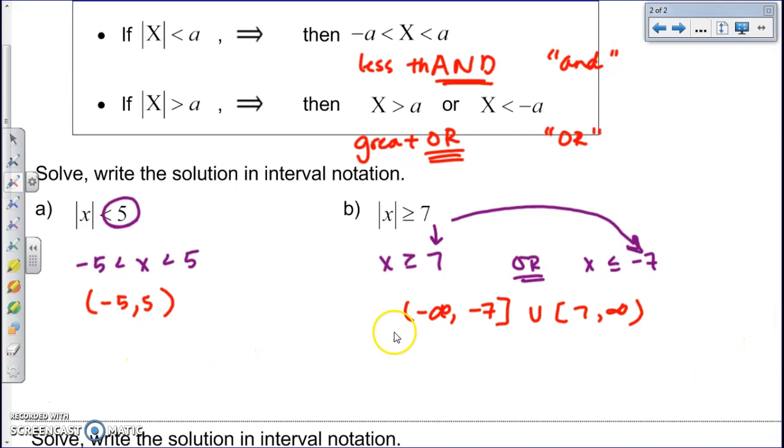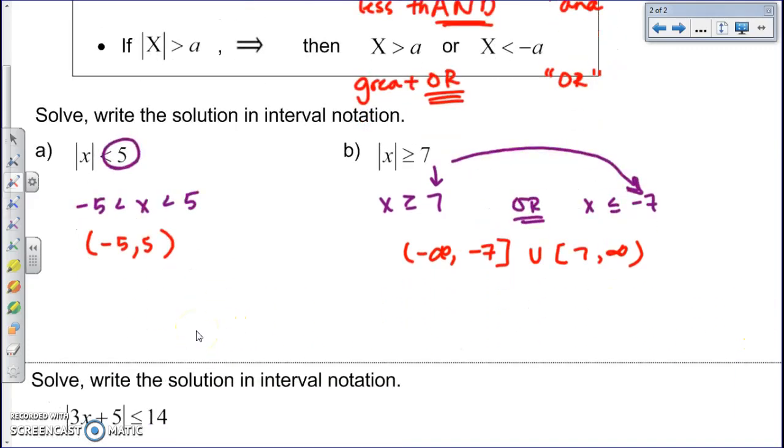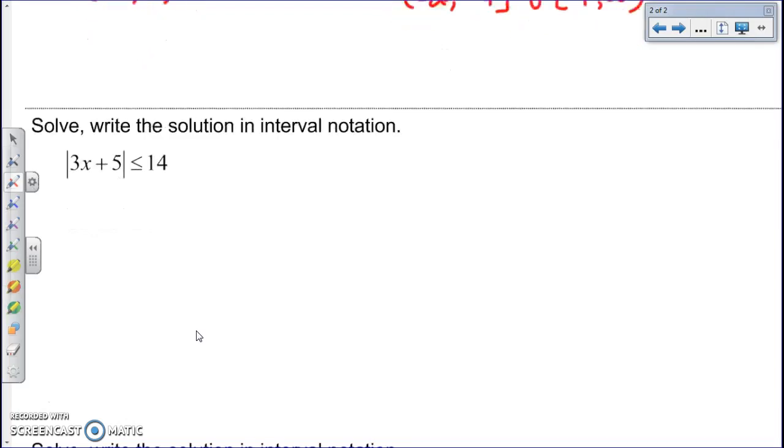There are your solutions in red. So let's do this one here. We have this absolute value is less than or equal to 14. Less than, and. So that means it's going to be in between. So we're going to have the expression is in between the negative solution or the answer and the positive answer.